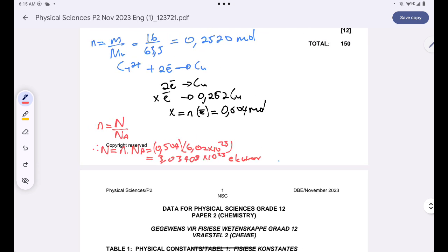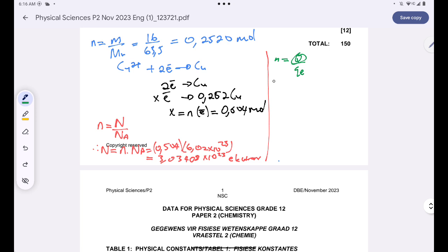Alright, together. So now I know the number of electrons. I can go and find the actual charge which was transferred. I can continue here. Let me write in green. How can I find the charge? Charge is always equal to number of electrons. For me to find the charge, this is given to me on the formula sheet, right? Let me just substitute.